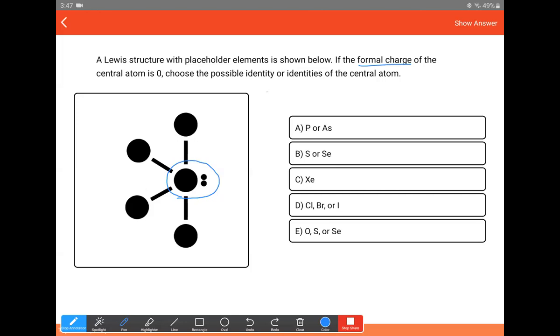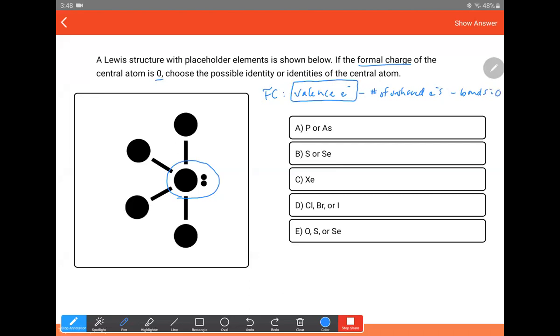And so the formula for formal charge for each atom is the valence electrons that the atom brings, and you subtract the number of unshared electrons, and then you subtract the number of bonds. So in this case, it's asking which element is possible to have a formal charge of 0. So we're working backwards. So what we need to do is find what this is in order to equal 0.